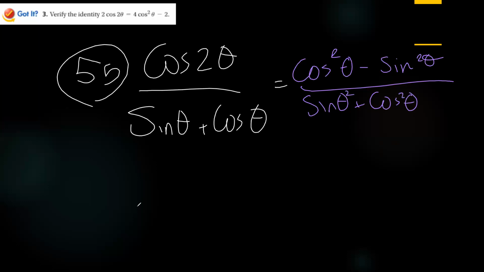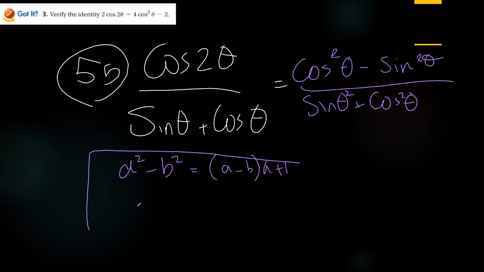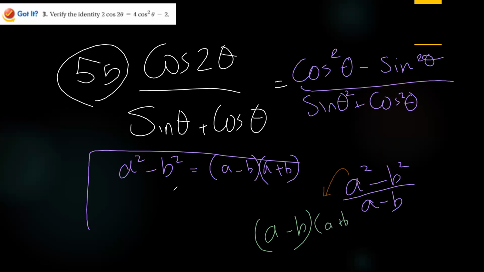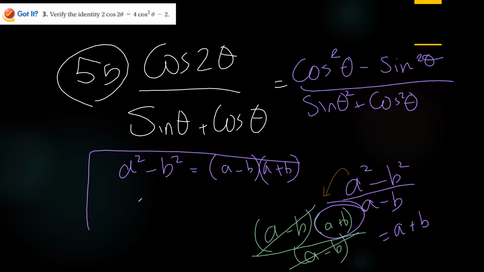Now remember, we all know that if we have a squared minus b squared, we can factorize it as a minus b times a plus b. And if we have a squared minus b squared over a minus b, how do we simplify it? We rewrite a squared minus b squared as a minus b times a plus b over a minus b. Then we cancel a minus b with a minus b to get a plus b. So after we simplify it, we get a plus b.